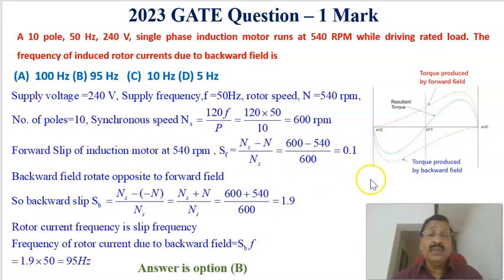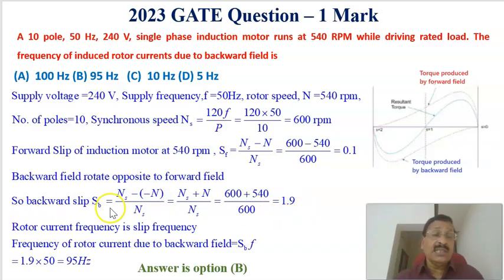And the backward field is rotating opposite to that one, and the corresponding slip is equal to Ns plus N divided by Ns. Since it is a reverse one, the rotation of the rotor with respect to the field is reversed, which is why it is taken as plus N. So 600 plus 540 divided by 600 equals 1.9.